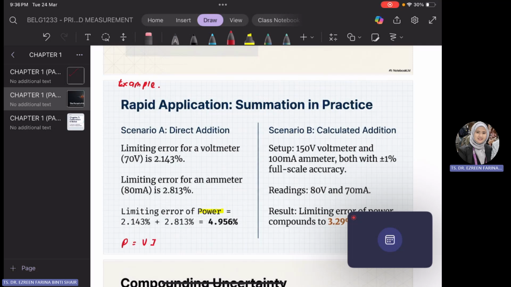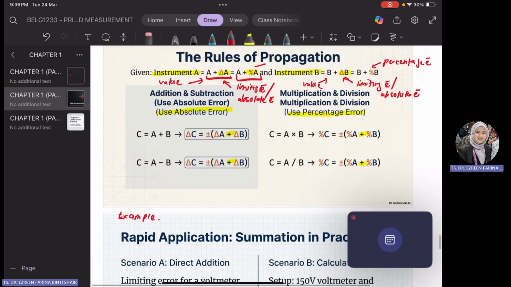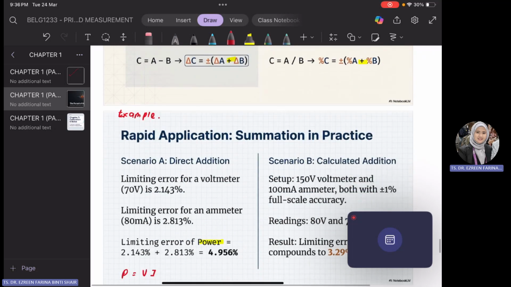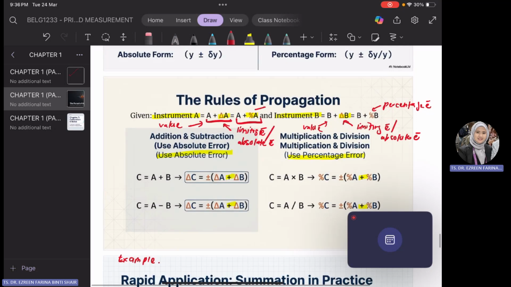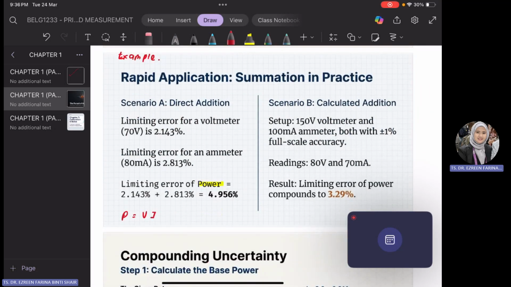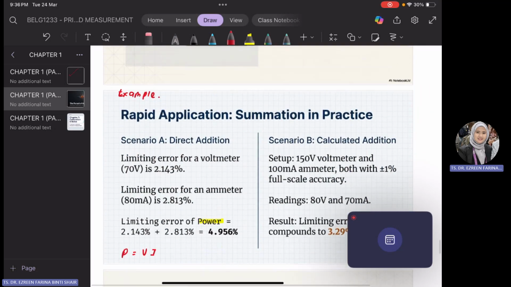you know that the formula for power is P equals VI. So V multiply with I. Okay, so it is a multiplication. So when it is multiplication, then we need to use the percentage error. So to calculate the limiting error, you need to add the percentage error. So the limiting error for power is 2.143% plus 2.813%. So it will become 4.956%.